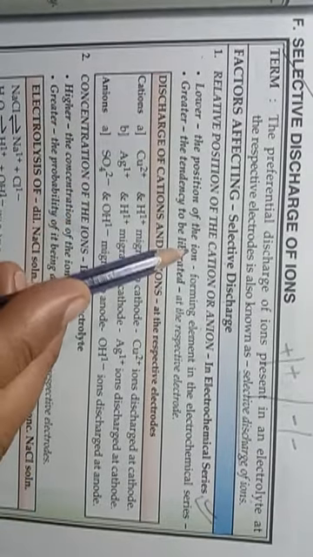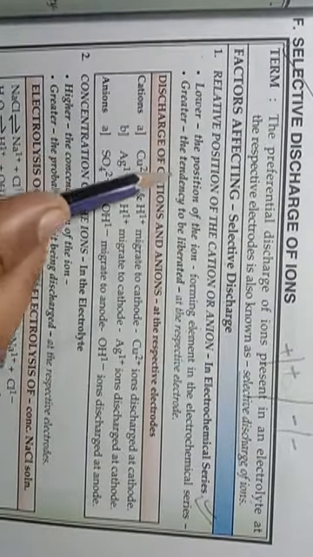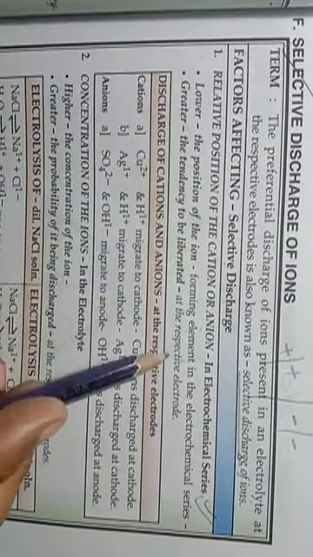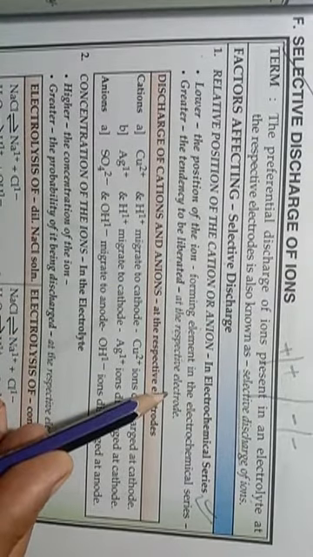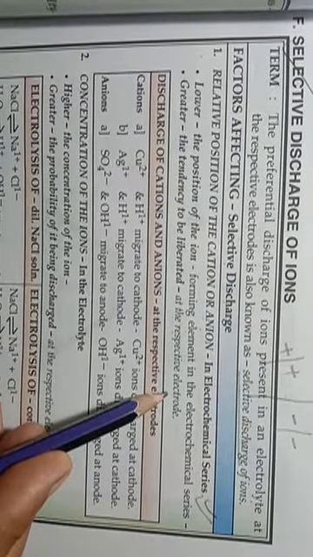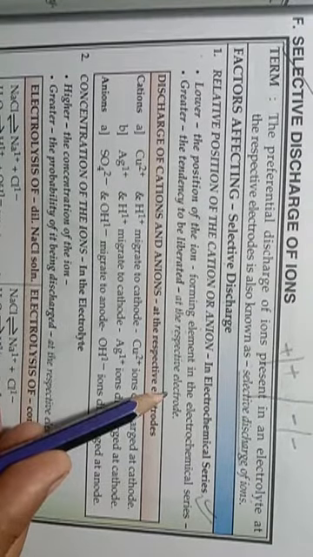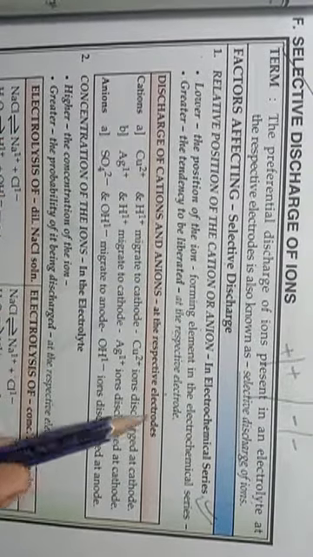Lower the position of the ion forming element in the electrochemical series, greater the tendency to be liberated at the respective electrode. So in electrochemical series, if the position of the ion is lower, it will be easily discharged at the related electrode. Okay, students, discharge of cations and anions at the respective electrodes.